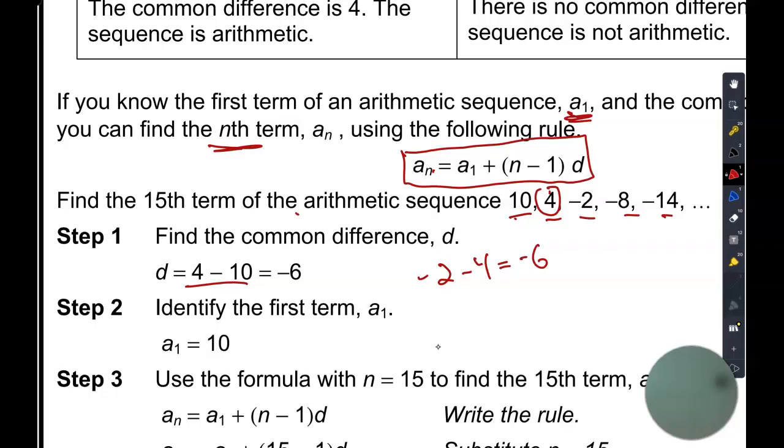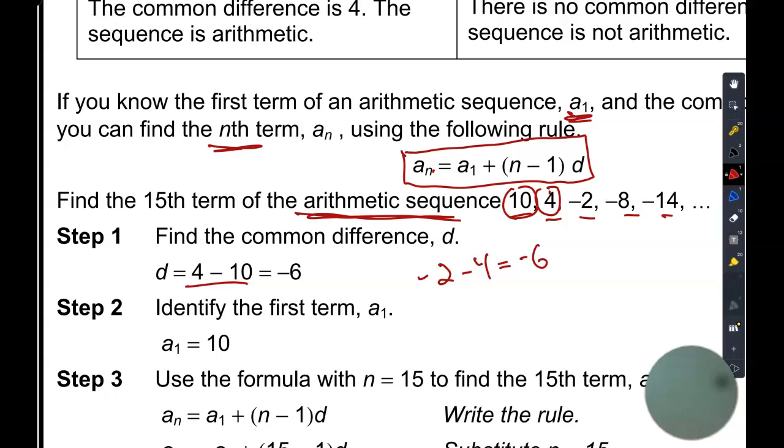Just to make sure. But they told us it's an arithmetic sequence. So this is the common difference. All right. Then step 2, easiest step ever. All you got to do is find the first term of the sequence. In this case, it's 10. It's the first one there.